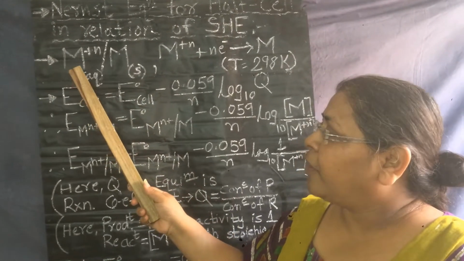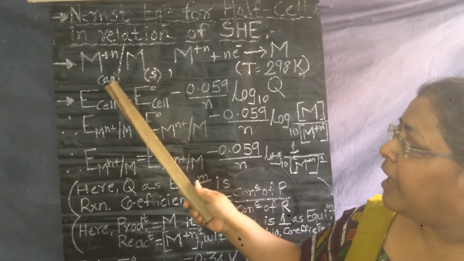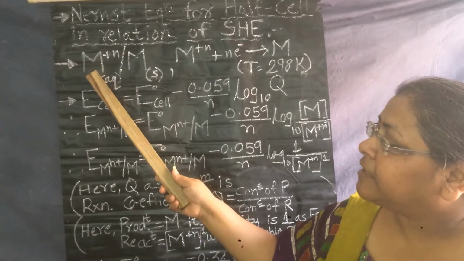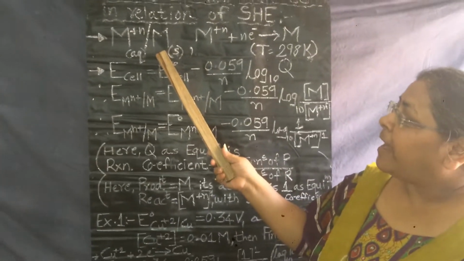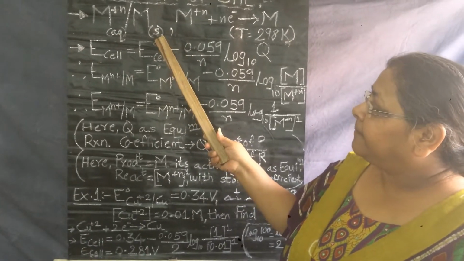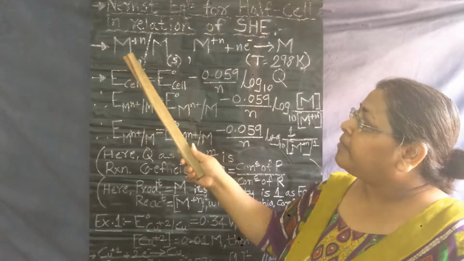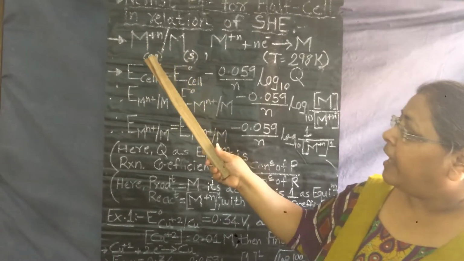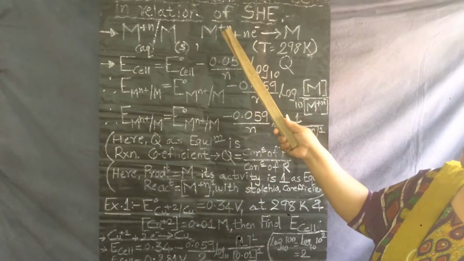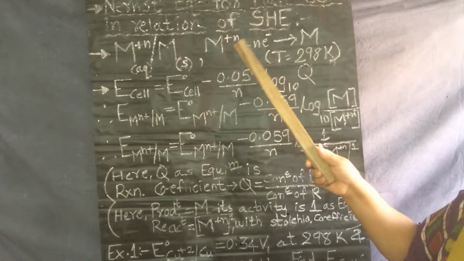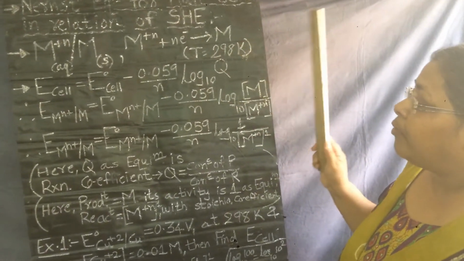Let us consider one of the half cells in reduction, that is M^n+/M. M^n+ aqueous, it means it is in solution, acquiring the electrons, and it gives the metal M, which is solid, in form S. Now for this half cell, looking at the representation, we will come to know that it shows the reduction, and let us write down the half reduction reaction: M^n+ plus n electrons gives metal M, at temperature 298 Kelvin.